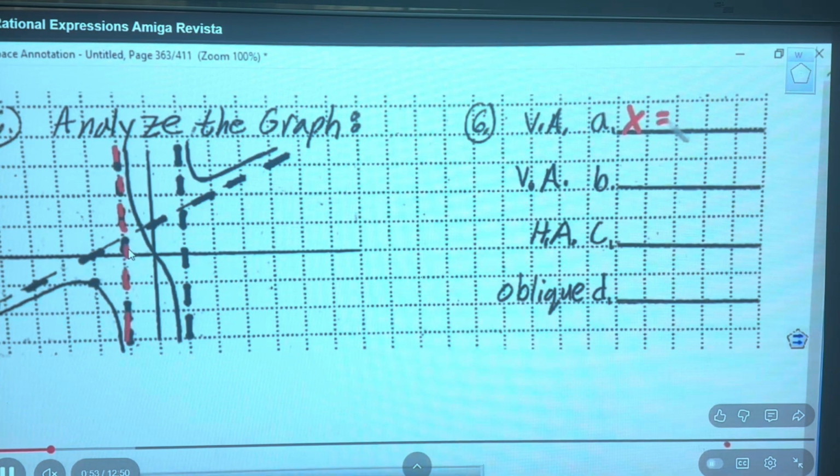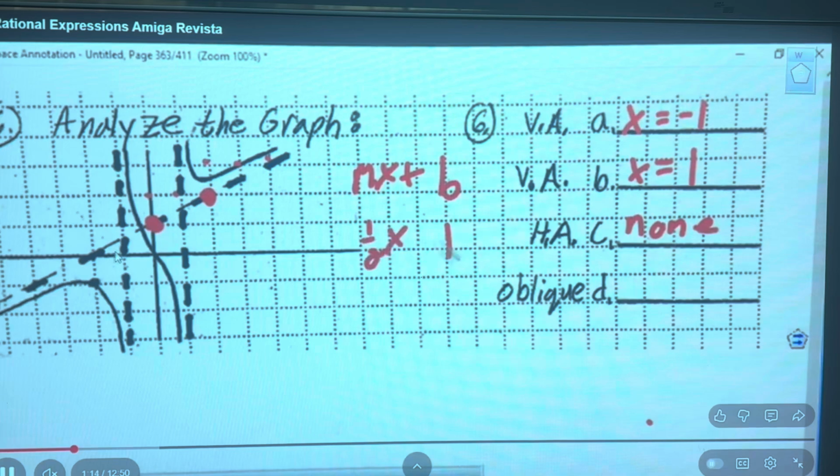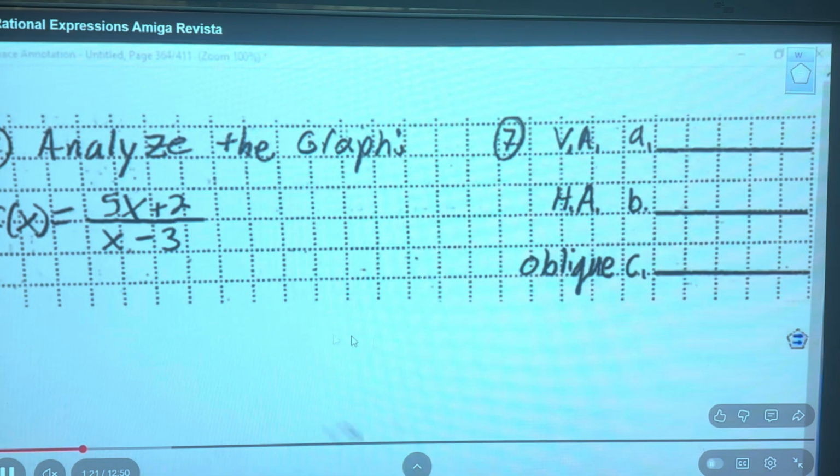Vertical asymptote is going to be x equals -1, x equals 1, those are the verticals. Horizontal, I don't see a horizontal, but I do see a slant. So we have a b of 1 and a slope of 1/2. So our slope is 1/2, our y-intercept is 1, so y equals 1/2 x plus 1 is our oblique asymptote.